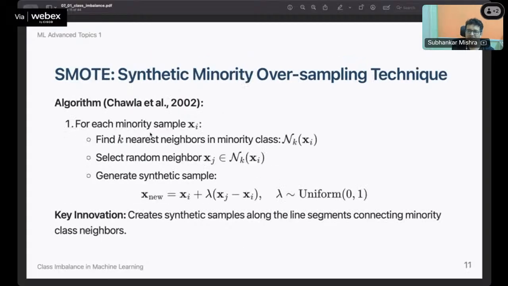So what people do is something called SMOTE. SMOTE is one of the very old algorithms that people started using, but it's still being used because it's very simple also.